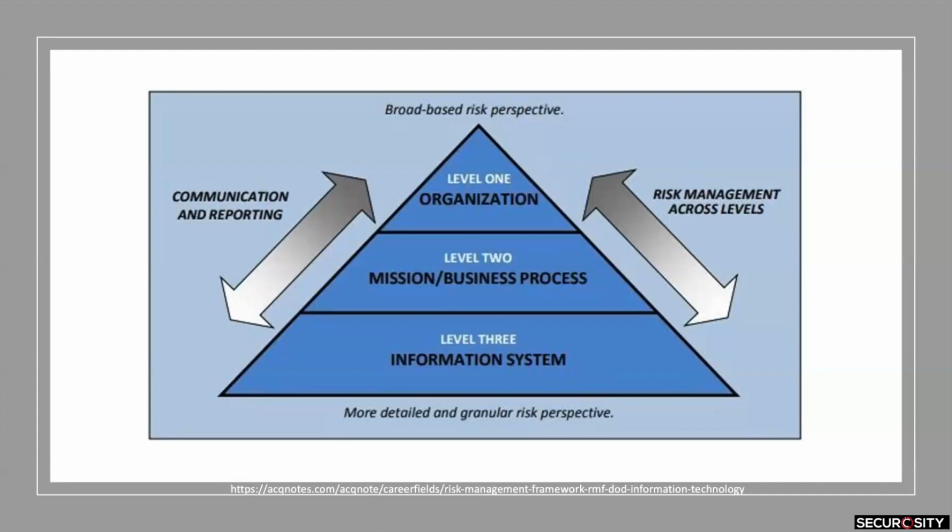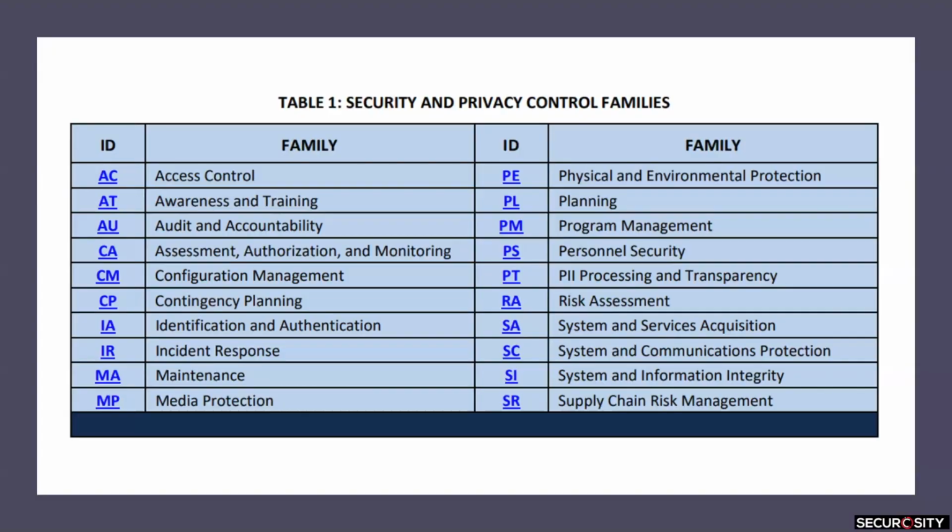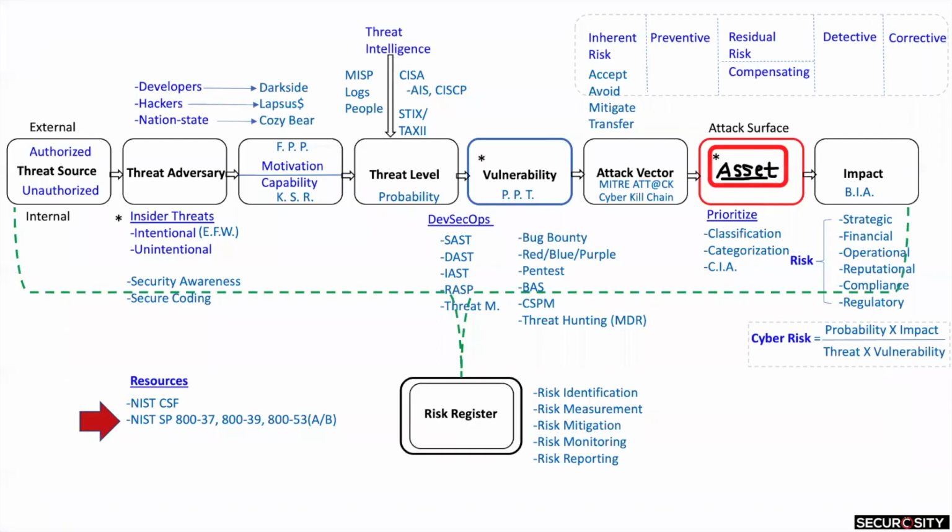Speaking of security controls, NIST Special Publication 853, Security and Privacy Controls for Information Systems and Organizations. It provides a catalog of 20 security and privacy control families, as shown here on the screen, that are required for all U.S. federal information systems. And finally, the 853A and 853B.